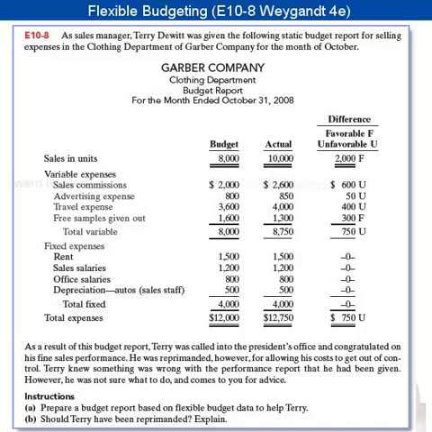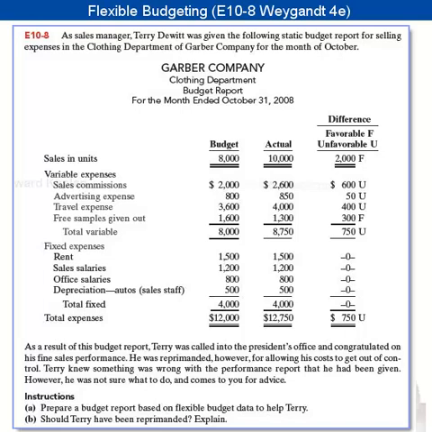And Terry was called into the president's office, congratulated on his fine sales performance, but he was reprimanded for allowing his costs to get out of control. Terry knew something was wrong with the performance report that he'd been given. However, he wasn't sure what to do, and that's where we come into play. So on Part A, we're asked to prepare a budget report based on a flexible budget data. And then on Part B, we're going to determine if Terry should have been reprimanded.